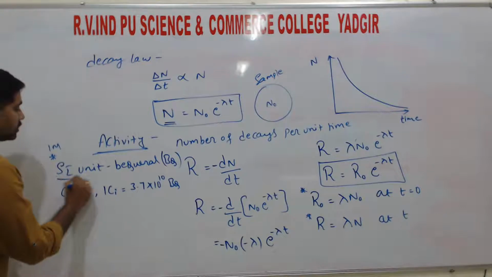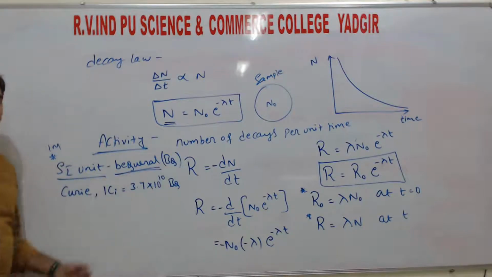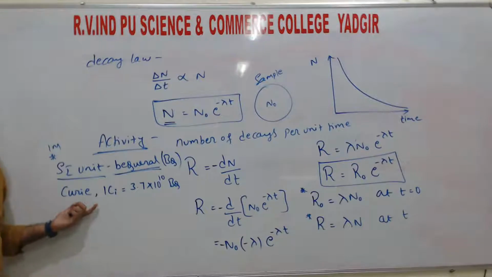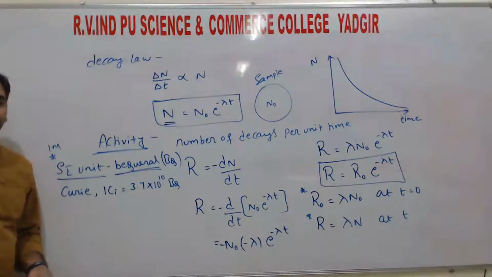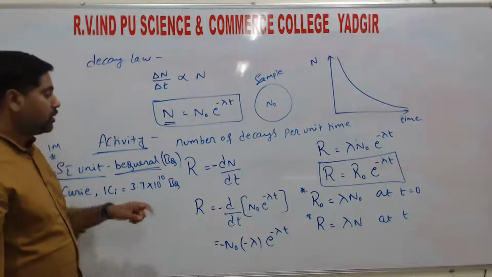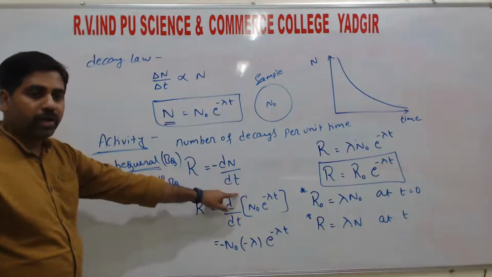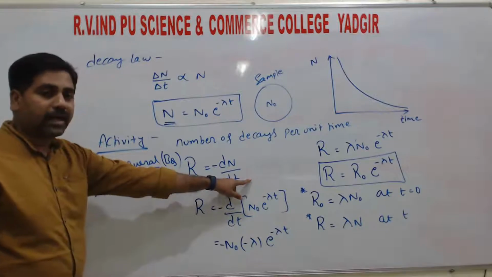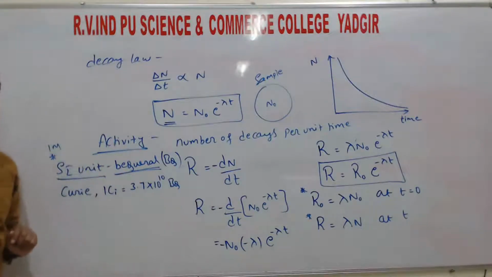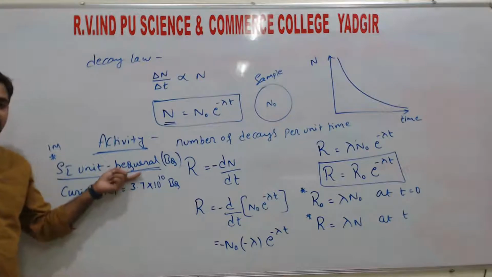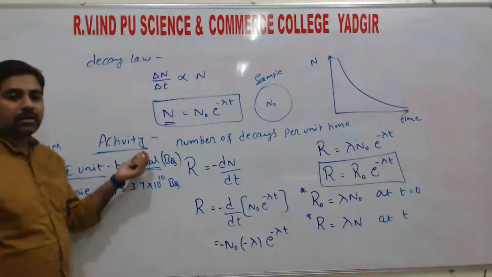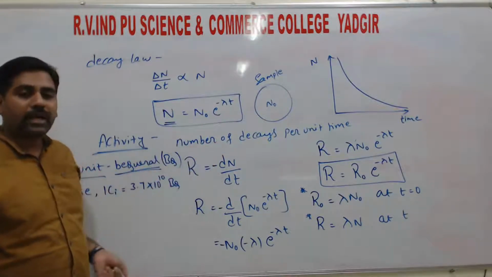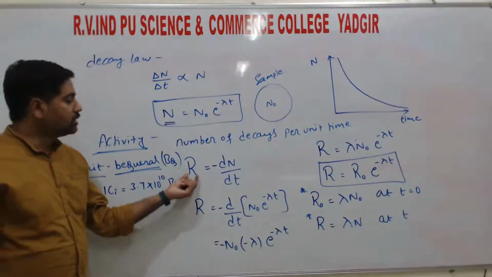So the SI unit is becquerel. Don't confuse becquerel and curie. Curie is another unit of the activity. So 1 curie is equal to 3.7 into 10 to the power of 10 becquerel, right? The number of decays per unit time, that is decays per second, we call as becquerel. So decays per second is called becquerel. That is, the SI unit of the activity is becquerel, and the definition of the activity is the number of decays per unit time. That is denoted by R.